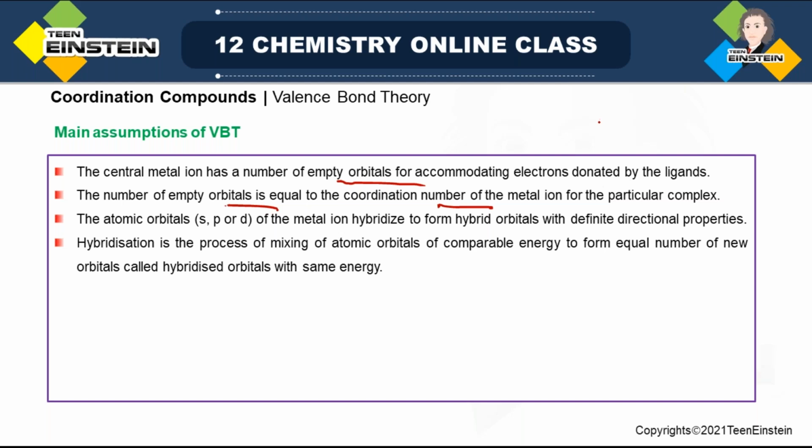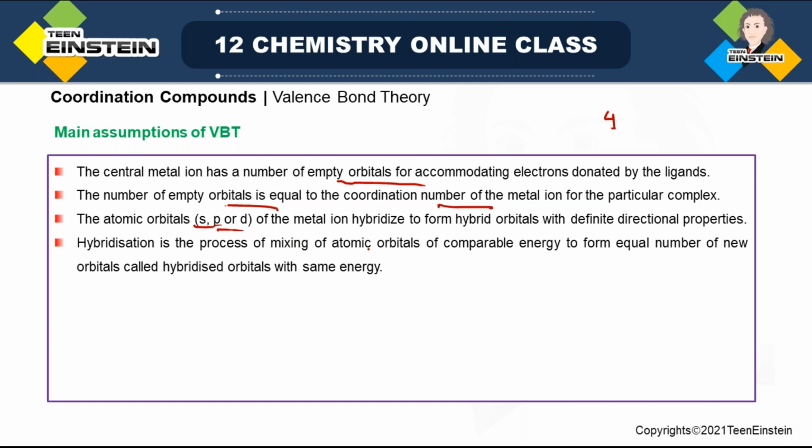So suppose any particular metal has coordination number 4. That means there must be the presence of 4 empty orbitals, because it must be equal to the coordination number. If it is 6, that is octahedral, there must be 6 empty orbitals. Now these empty atomic orbitals may be s, p or d of the metal, and you cannot consider them as pure. That is pure s, pure p, pure d, they are not actually interacting with the ligand.